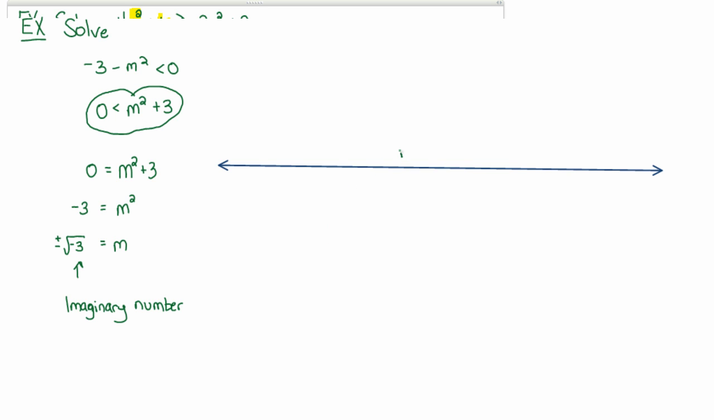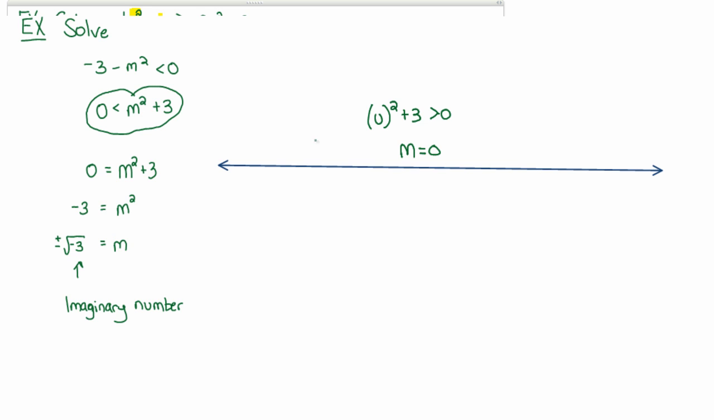So an easy point to pick would be m equals 0. We'll just pick that point. If you let m equal 0, plug that into your inequality here, you'll get 0 squared plus 3. Well, that's always positive, isn't it? So that means that no matter what I plug in for m, the right hand side of the inequality will always be positive.